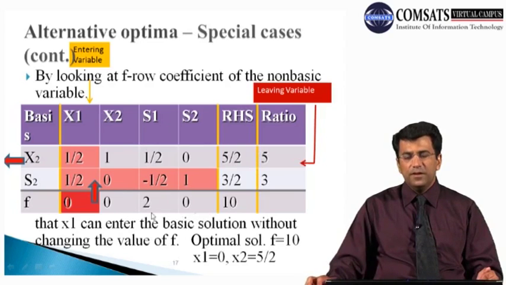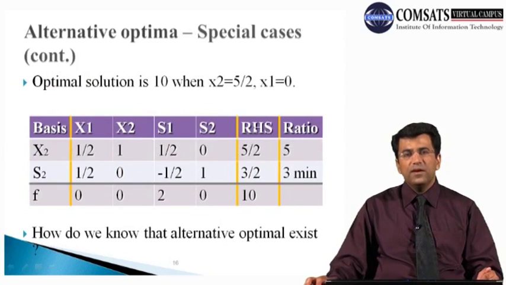If you see this table, we have the idea that again we have the same objective function value, that is 10. In this table, the value of our objective function is equal to 10. In the previous table, again the value of the objective function was equal to 10, but here the alternative was different. Here we were putting x1 is equal to 0 and x2 is equal to 5 by 2, and both of these values give us the optimum solution as 10.